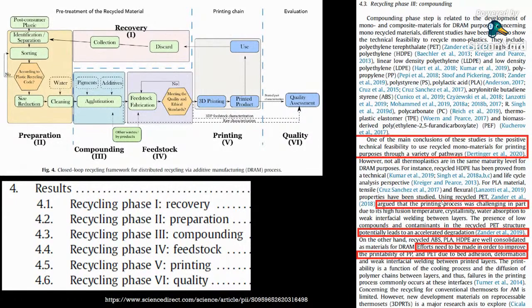One of the main conclusions is the positive technical feasibility to use recycled monomaterials. Then if you move on to some literature, how they have synthesized some literature using recycled PET, Zander et al. 2018 argued that, so you can use a phrase like this, argued that printing processes was challenging. Potentially leads to another good phrase to use in your writing. Efforts need to be made in order to improve the printability. So something around the future work, what needs to be done in this.